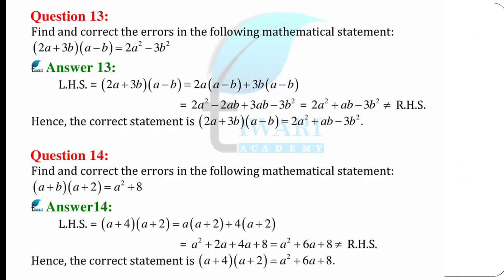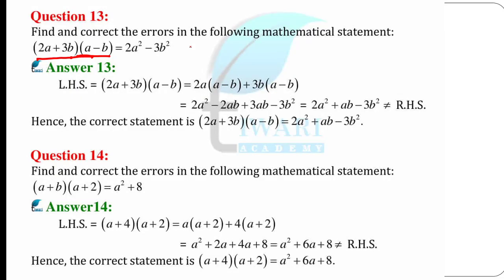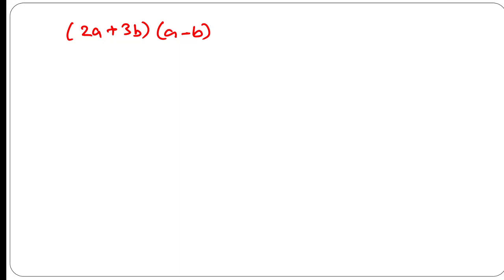Next we will use the expression 2a plus 3b into a minus b. So we have to solve this term. There is no formula for that. So we will solve this, 2a plus 3b into a minus b. We have to prove that this is equal to a square minus 3b square. We have to check whether it is correct or incorrect.